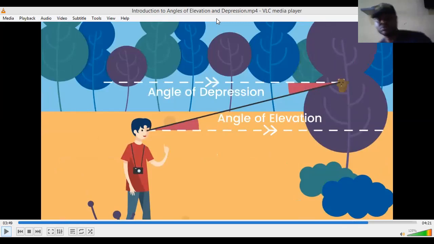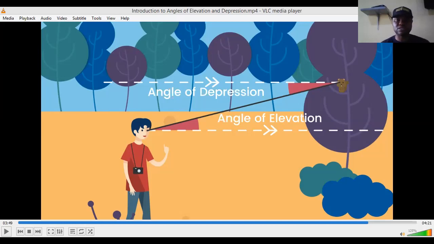So I want you to pay attention to this now. Look at the structure and how you can draw angle of elevation and depression for them to be equal. Remember, if you draw them like this, they are alternate angles. So elevation and depression in this case that you can see on the screen are equal.